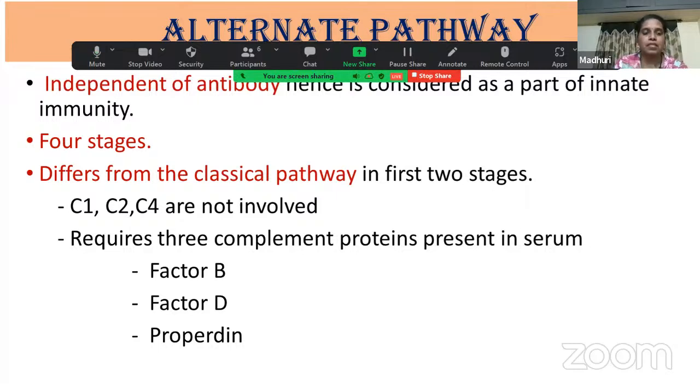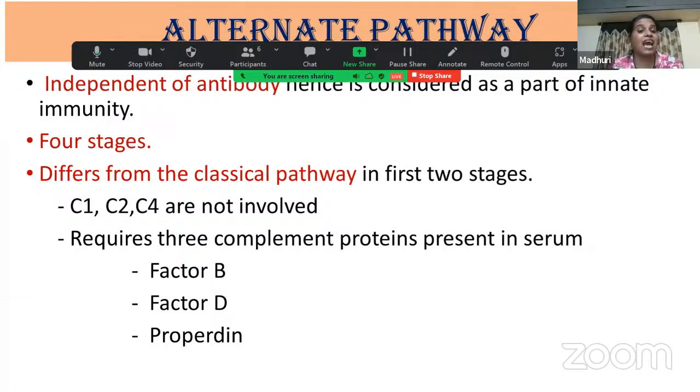Always remember, C1, C2, C4 don't play a role in the alternate pathway. What plays a role is factor B, factor D, and properdin. Now you can ask me a question: madam, if you say the antigen-antibody complex is not there, that is, we don't require the participation of an antibody over here, then how does the complement get activated? You have told us once the antibody comes and sits, the gate for the complement attachment of C1 takes place. That is what happens in the classical pathway.